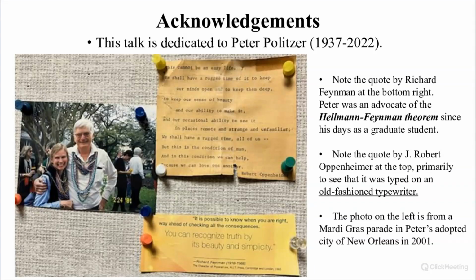The quote at the top, I like that. This was on Peter's bulletin board in his office. It's a quote by Robert Oppenheimer talking about how life can be hard, but we have to go through it, and help others and be kind. Anyway, I just love the fact he typed on an old-fashioned typewriter. Look, it's yellow, this piece of paper. And there's a picture of us at a Mardi Gras parade in New Orleans.